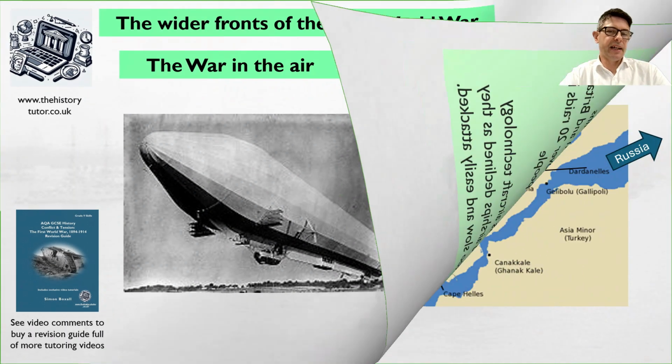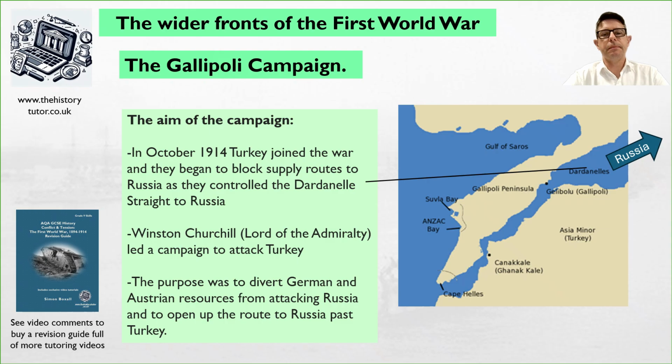Okay, so what about the Gallipoli campaign then? And what were the aims of it? Well, firstly, in October 1914, Turkey had joined the war and they began to block supply routes to Russia as they controlled the Dardanelles Straits. Now, this was important because Russia was reliant on frozen, cold ports in the north if they couldn't get supply lines through the Mediterranean, through the Dardanelles Straits to the southern areas of Russia.